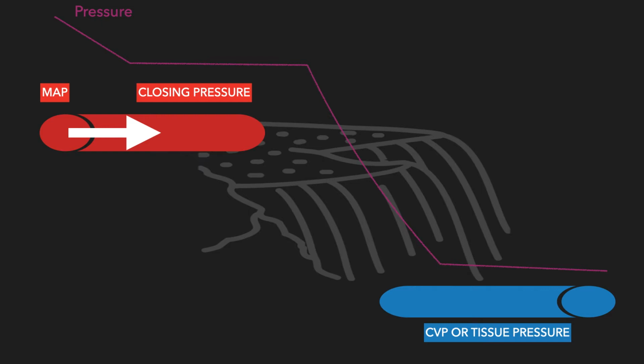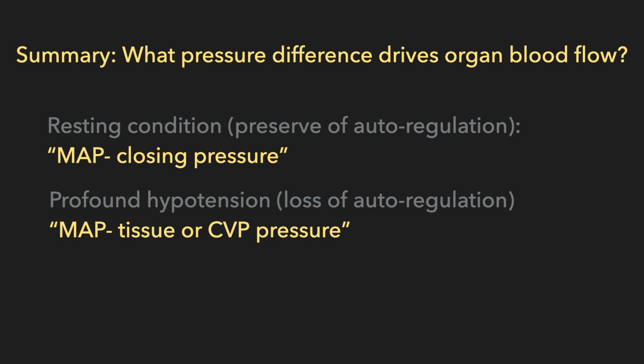normal conditions. However, first let me summarize. The pressure difference that drives organ blood flow during resting conditions, when you have preserved autoregulation, is MAP minus your closing pressure. But when you encounter profound hypotension, you basically lose all the autoregulation, and then your calculation becomes MAP minus your tissue or CVP pressure.